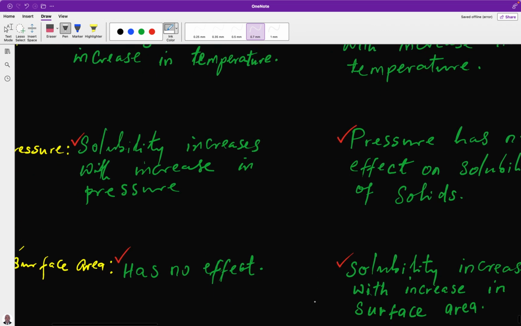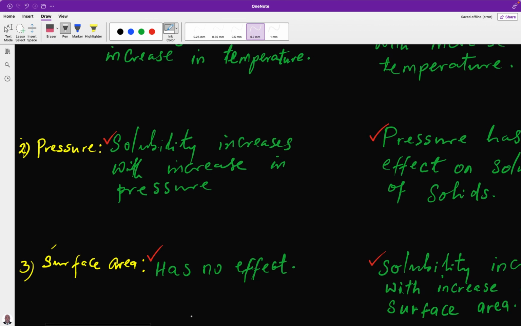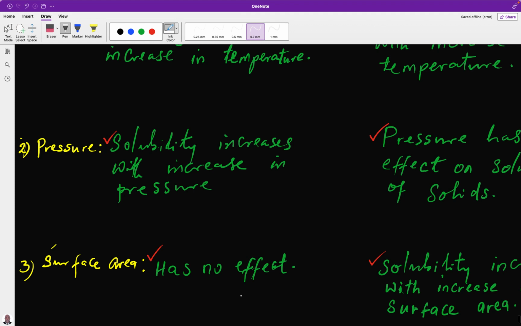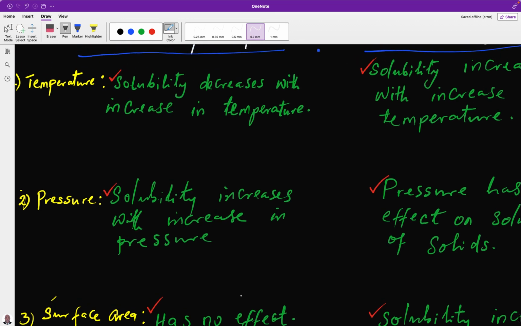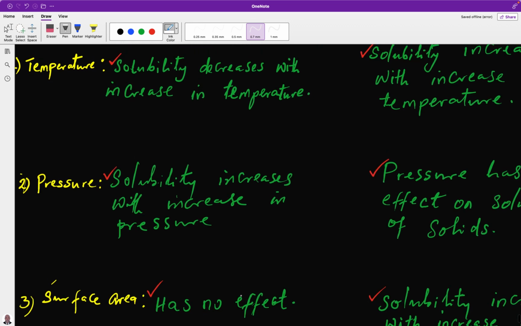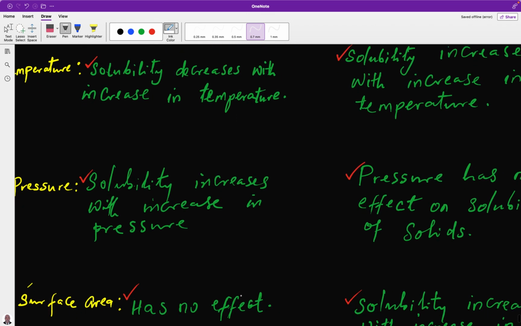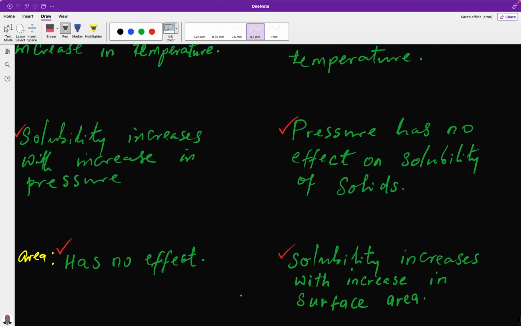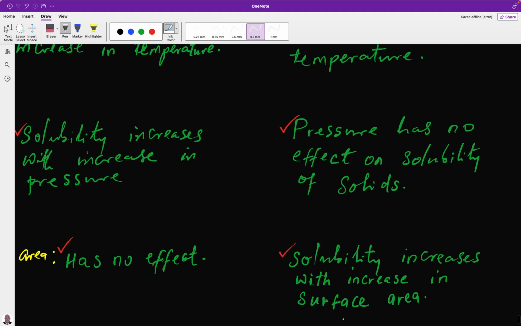And the last one is surface area. For gases, surface area has no effect on their solubility in liquids. But for solids, solubility increases with increase in surface area.